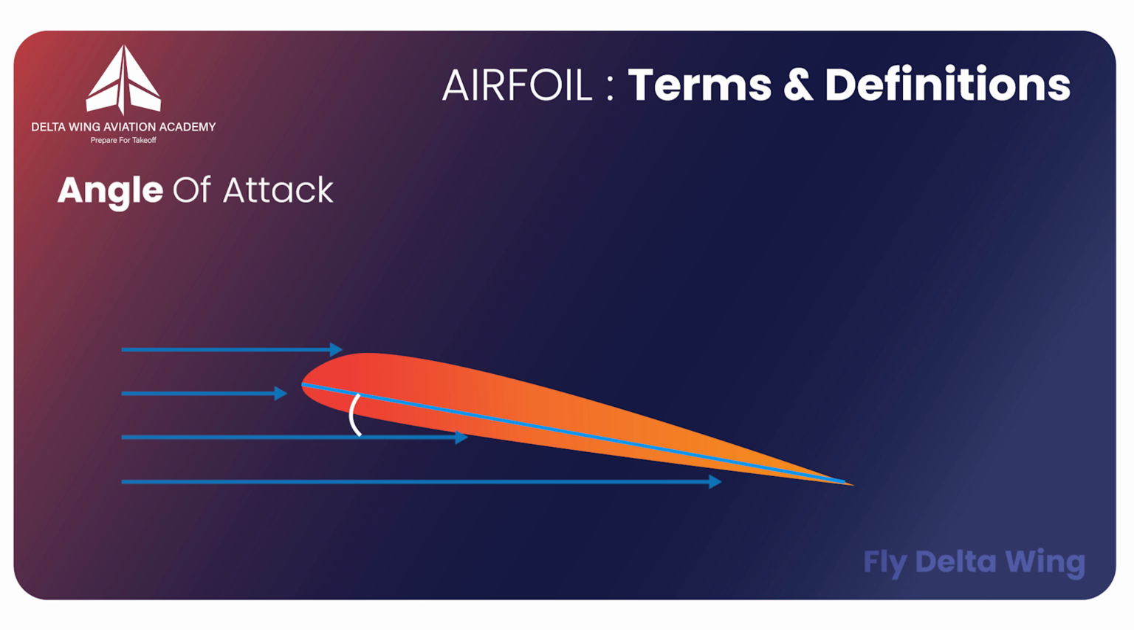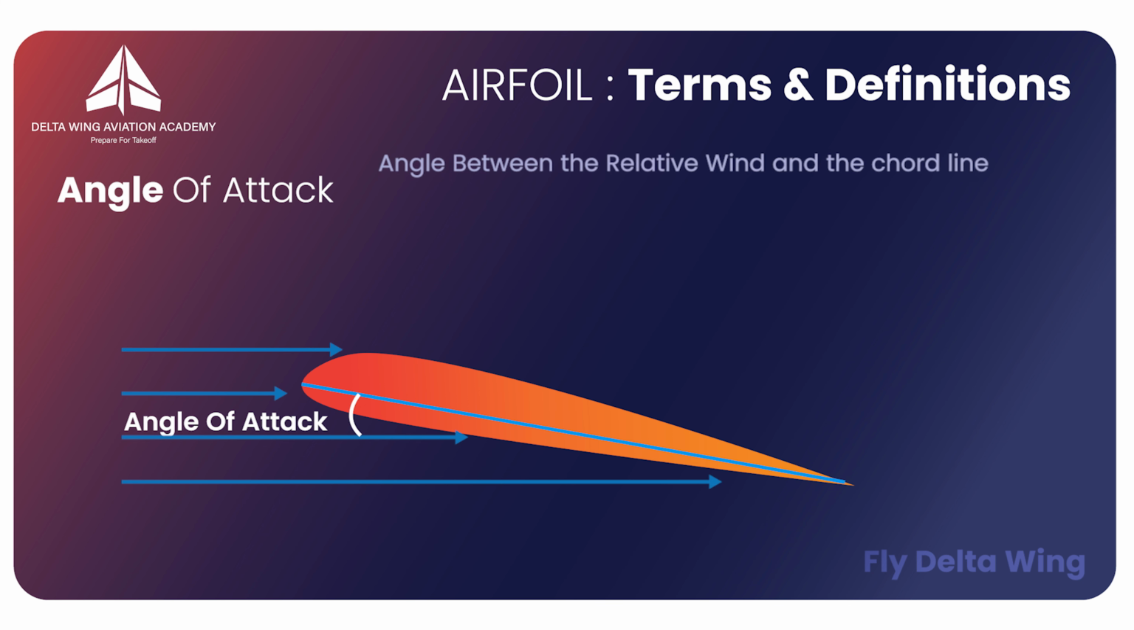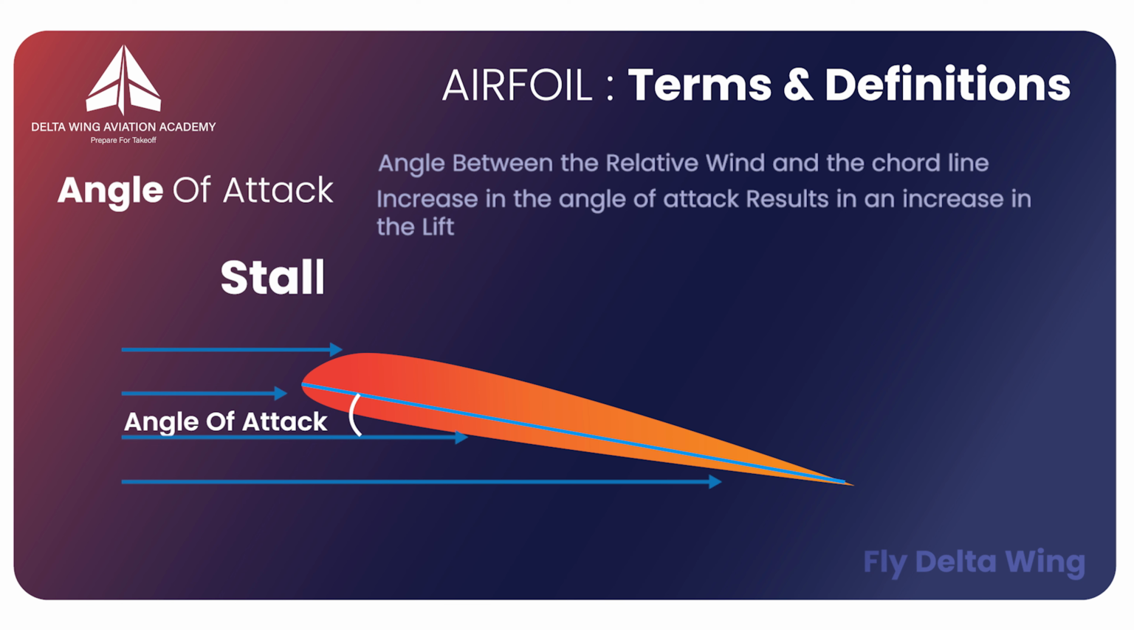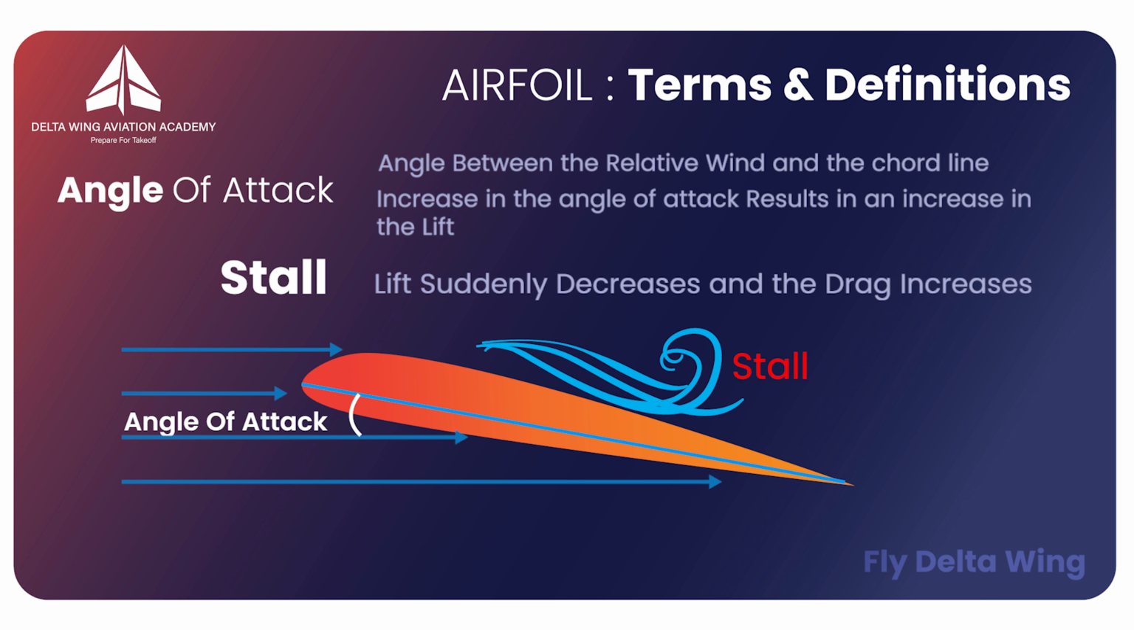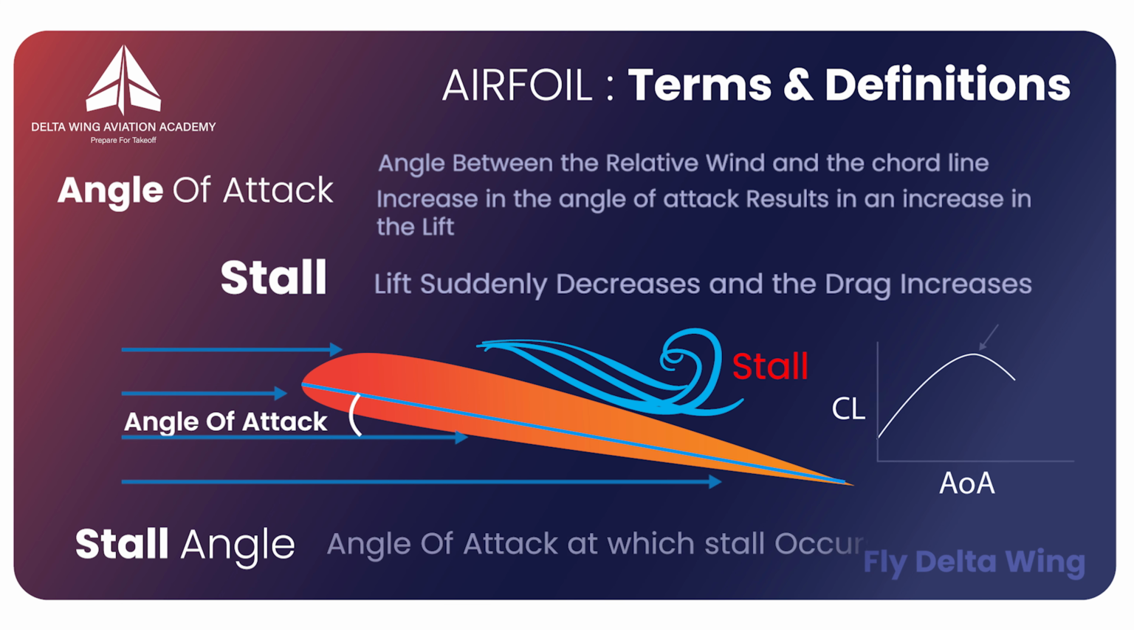Angle of attack, the angle between the relative wind and the chord line. An increase in the angle of attack results in an increase in the lift. Stall, a condition in which the lift suddenly decreases and the drag increases because of an increase in the angle of attack. Stall angle, the angle of attack at which stall occurs.